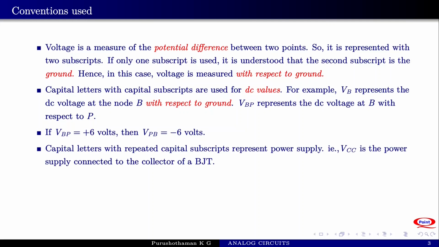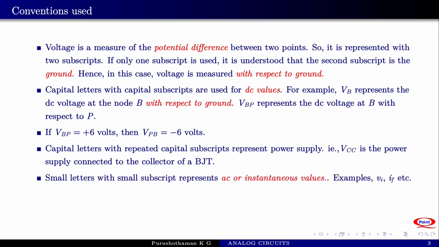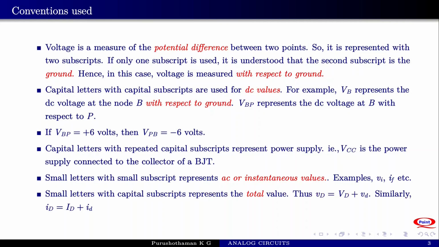Capital letters with repeated capital subscripts represent power supply. That is, VCC is the power supply connected to the collector of a BJT. Small letters with small subscripts represent AC or instantaneous values. And small letters with capital subscripts represent the total value, that is the DC value plus the AC value.